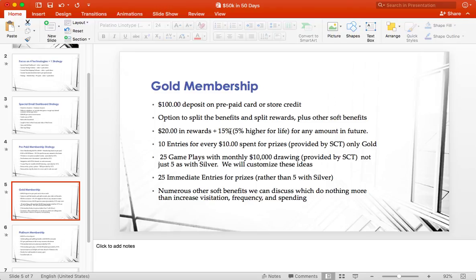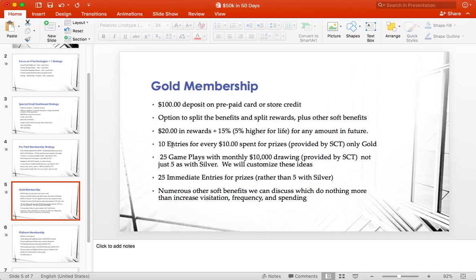You get the money in advance, and he gets a 15% reward, which is nothing more than money that can only be spent at your business at full price. One of the key things we're going to talk about is how this eliminates discounting. He also gets 10 entries. That's 5 more than the silver membership.